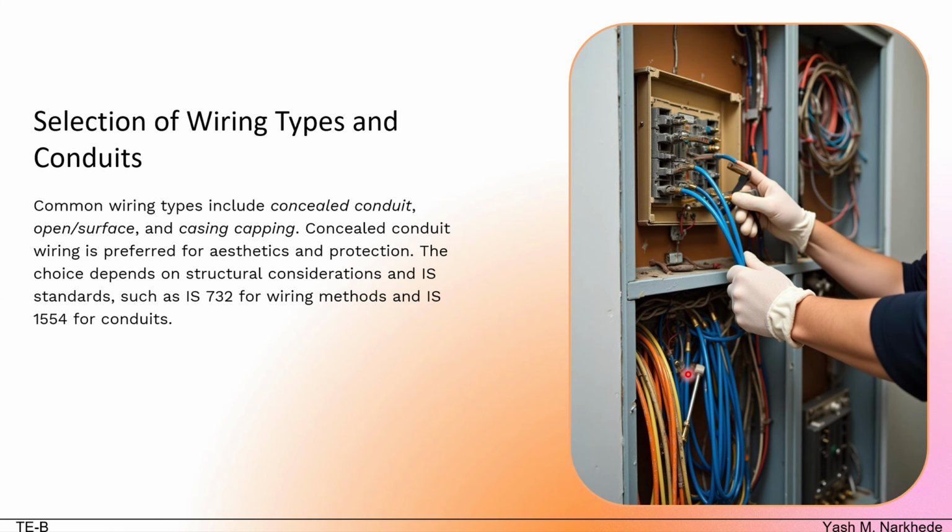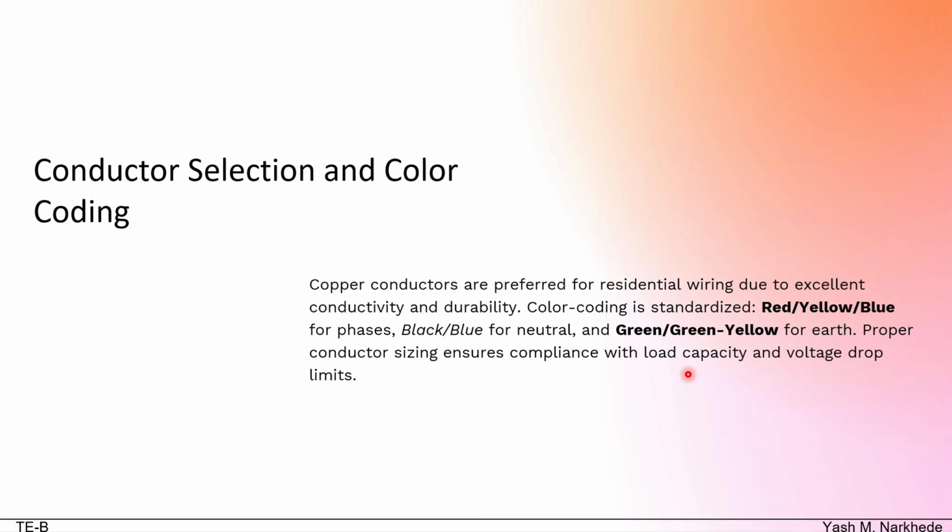Now the selection of wiring types and conduits. There are three main types of wiring: concealed conduit, surface wiring and casing capping. Concealed conduit wiring is most commonly used in homes as it's safe, protected and looks neat. The conduit material and thickness are selected according to IS 554 and IS 732, which we are going to see later.